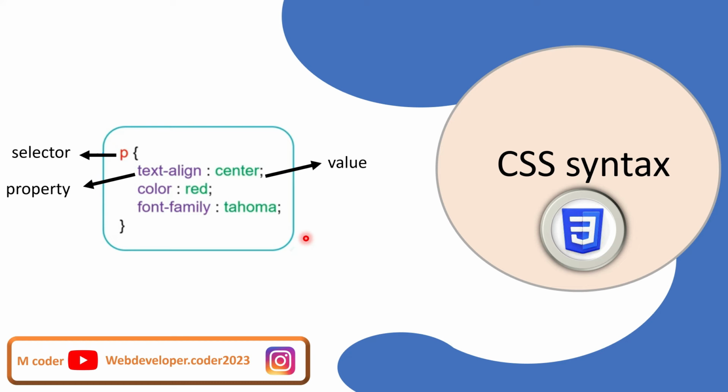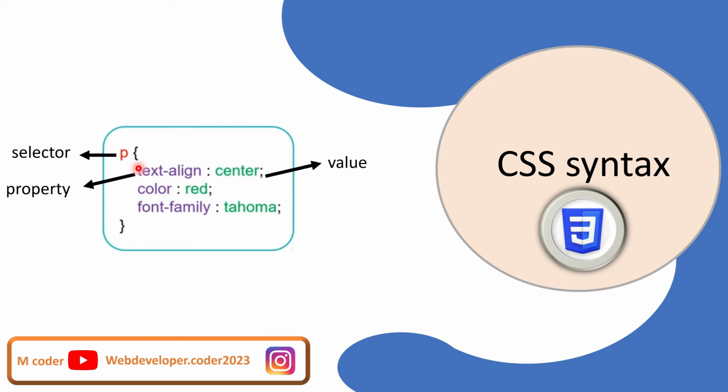When we write the selector, we put the open and close curly brackets, and in the middle we write as many properties and values as we want. So the CSS syntax is first the selector, then the open and close curly brackets, and in the middle we write the properties and values, separated using semicolons. We can write anything instead of P. Suppose we have an image element on our web pages that we want to style. Instead of P, we write the name of the tag, img.